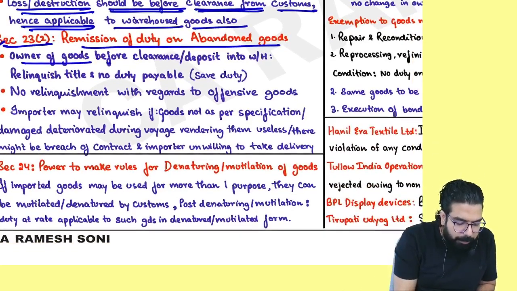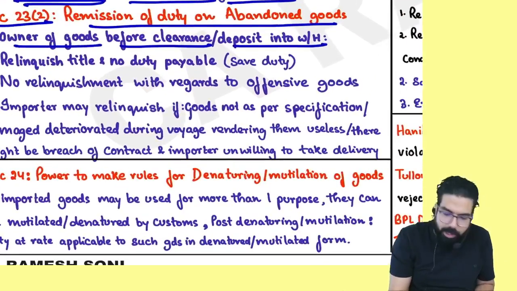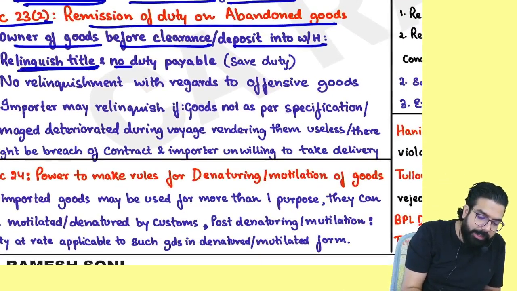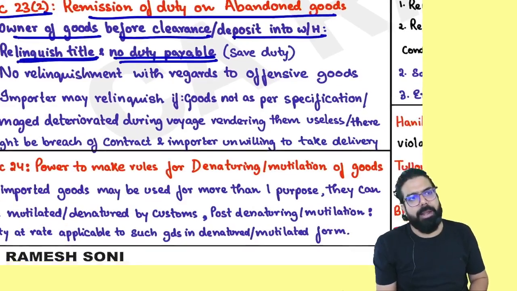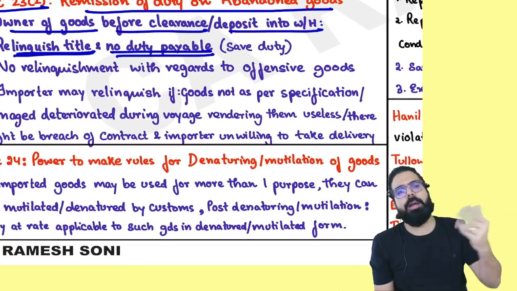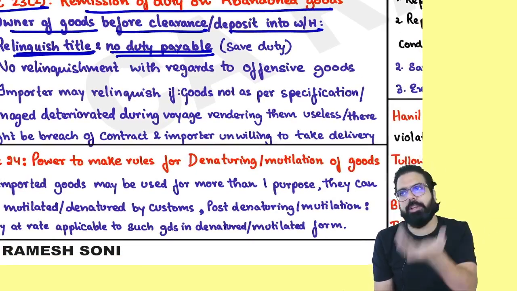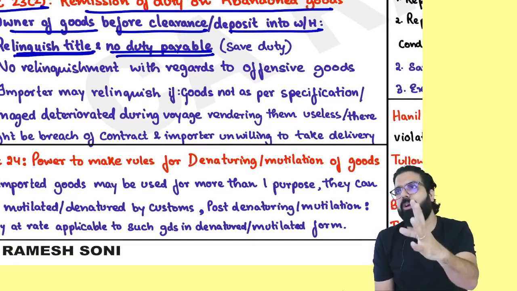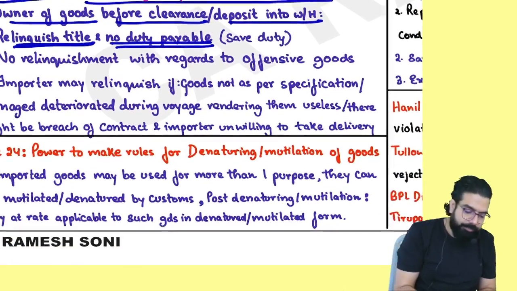The owner of the goods, before clearance or depositing in the warehouse, can relinquish the title and no duty shall be payable. A pineapple phone came. Who will buy a pineapple phone? No one will buy. You know, sir, you can't sell it. Do one thing: leave the goods. They will leave the duty.